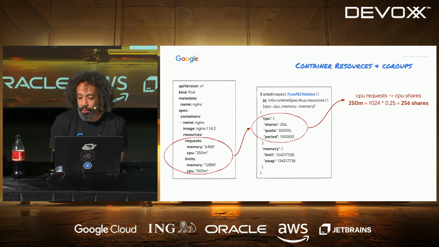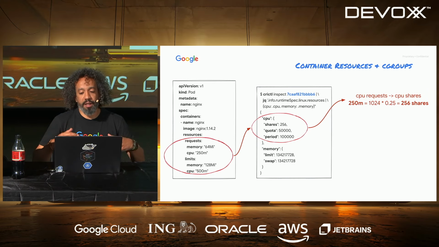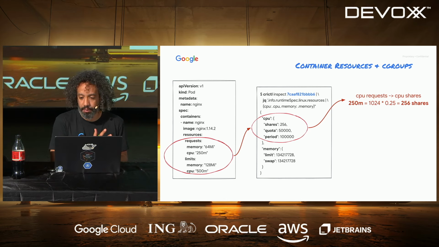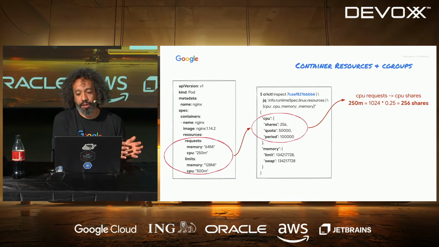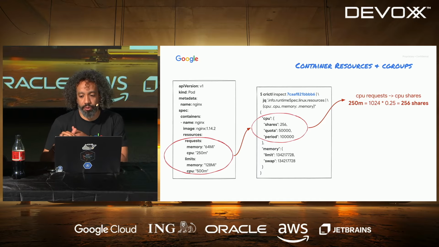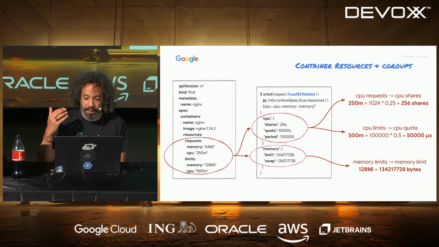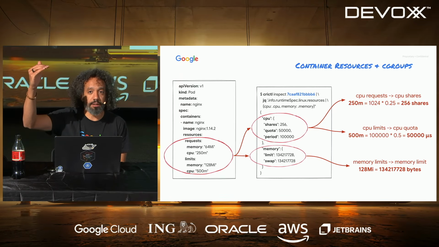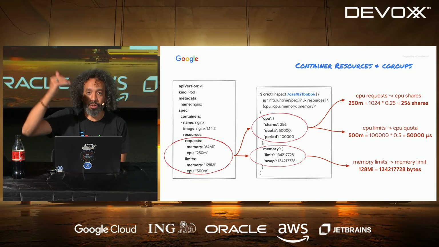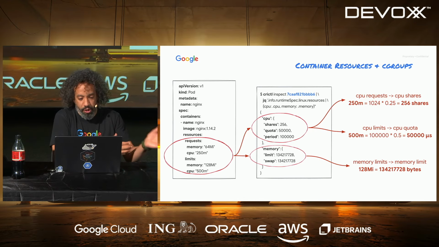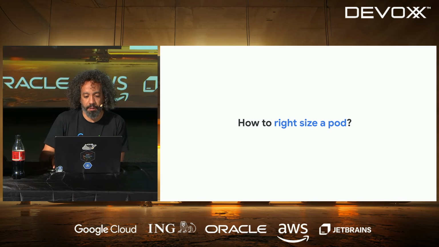For CPU requests, that's essentially the value that you input, 250 in this case. Kubernetes reasons in 1,000, but at the node level it's 1,024 because it's a base 2 system. So 250 milliCPU will translate into 256 shares of the CPU. And then the limits also translate into how much the pod or container will be allowed to consume. The memory is translated in bytes, but it's pretty much available in megabytes at your container level.